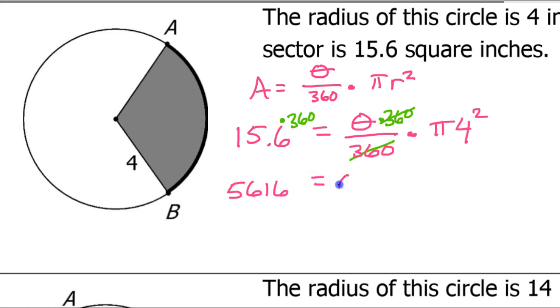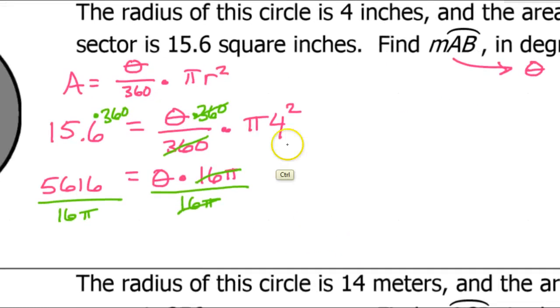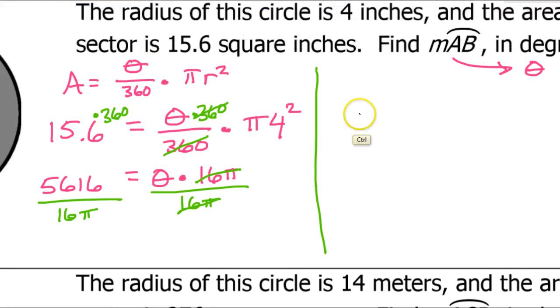So I've got 5,616 is equal to theta times, now instead of writing pi 4 squared, which is 16, I'm going to go ahead and put 16 pi. Alright, pi times 4 squared, that's 16 pi. Now we're trying to find theta, so your next move should be to divide both sides by 16 pi to get theta by itself. Alright, so these are going to cancel out, and this is basically going to give you the answer right now, because theta will be by itself at this point.